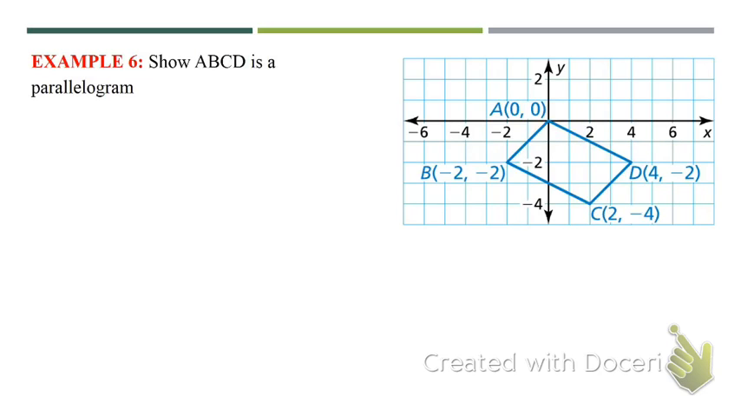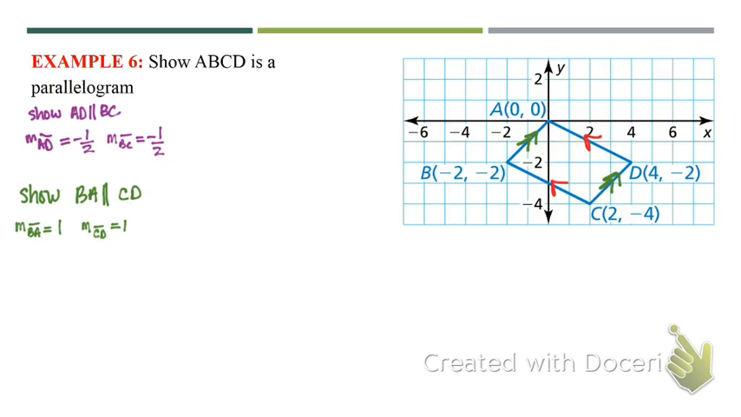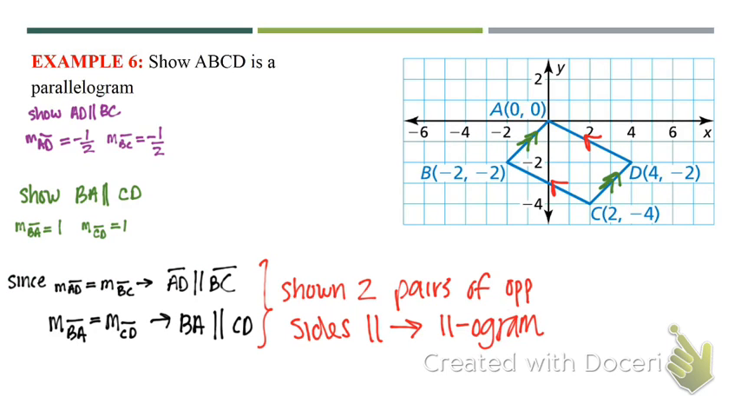So when showing something is a parallelogram in the coordinate plane, the easiest way to do it is to show two pairs of opposite sides parallel. And remember, to show things are parallel, you just have to show the slopes are the same. So I can show that AD has the same slope as BC. Right? These two have the same slope. And you can use the slope formula, or you can just use your picture. And I want to show these guys have the same slope. So because I've shown the same slope, the sides are parallel, and because I've shown two pairs of opposite sides parallel, I've shown that ABCD is a parallelogram.